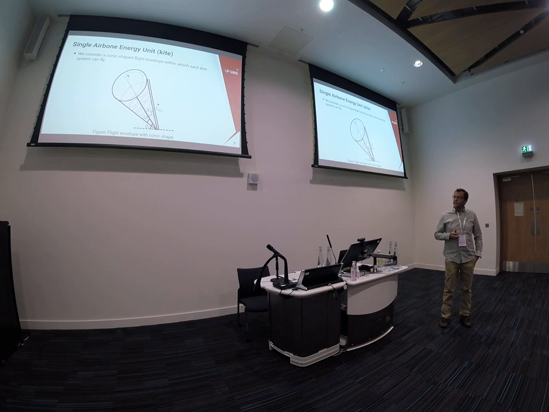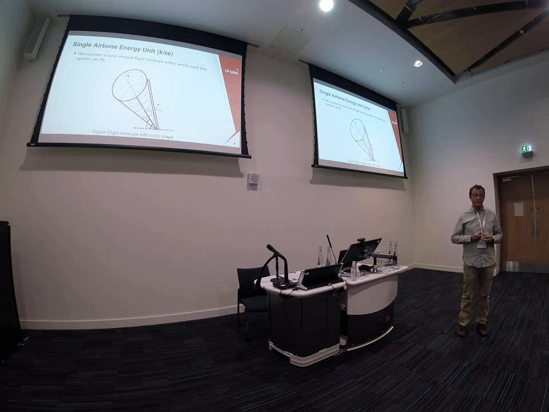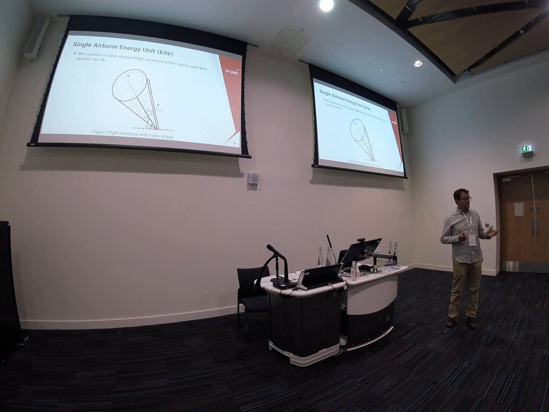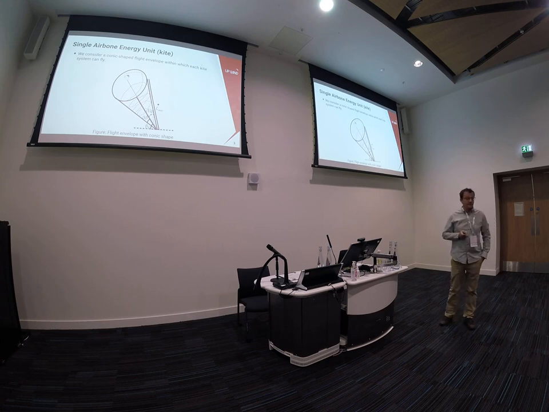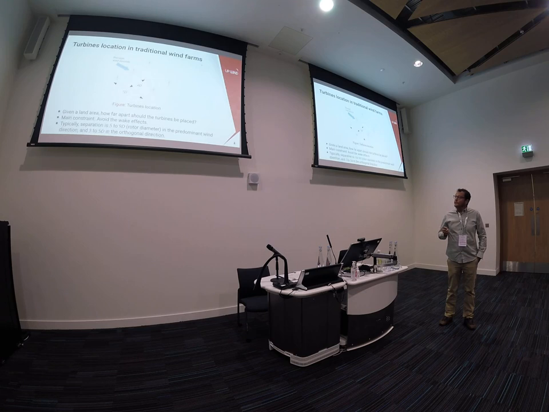For each single airborne energy unit, we consider a conic-shaped flight envelope within which each unit can fly. The parameterization of this flight envelope involves various decision variables such as the elevation angle span, the maximum azimuth angle span, the tether length, and when we consider the turbine location problem in traditional wind farms, the main question is how far apart should the turbines be placed.